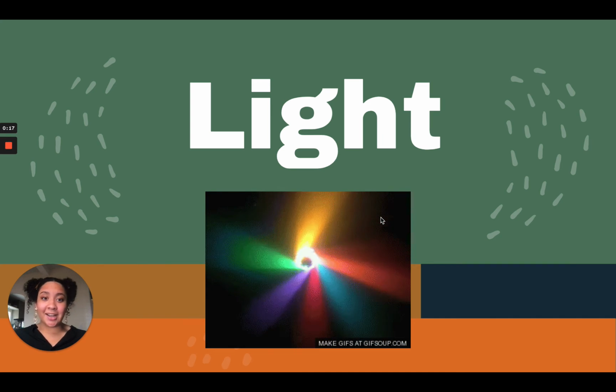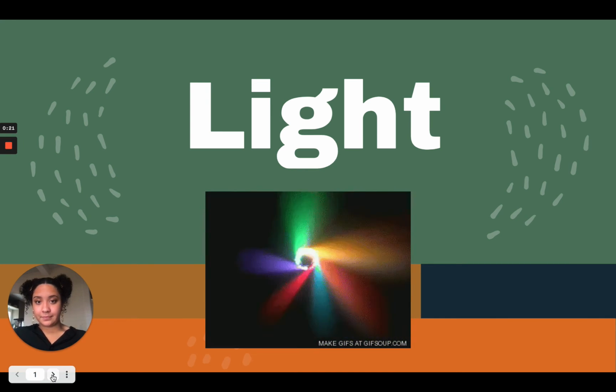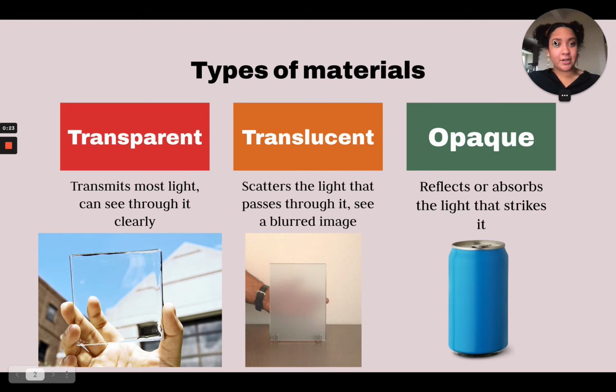Again, I can't say it enough, but let's get started on light. Okay, so there's 3 different types of materials that light can either absorb, reflect, or transmit, so be passed through. There's transparent, there's translucent, and there's opaque. You might have heard of these words before, but let's explain them.